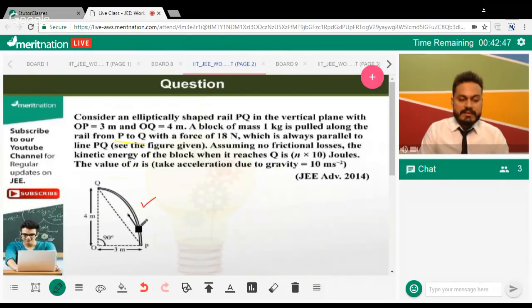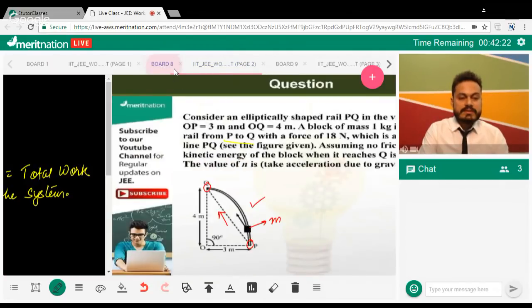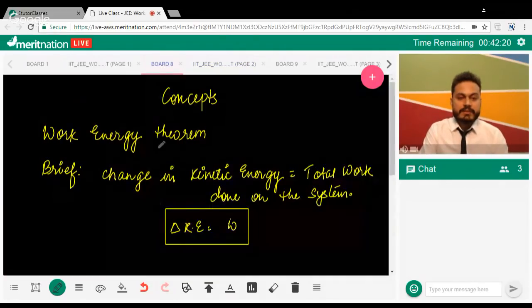So the question is something like this: there is an object or mass and it is being acted upon by some force such that the force is always parallel to this line, and it is helping move the object from P to Q. We are interested in finding the work done, or the final energy. So the concept behind this is the work energy theorem.